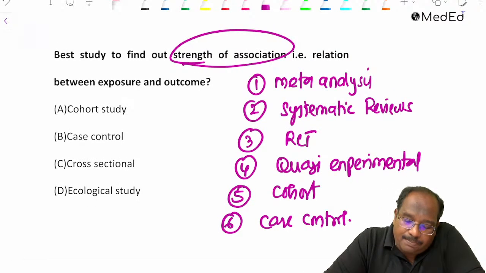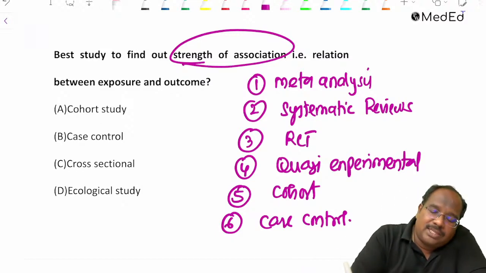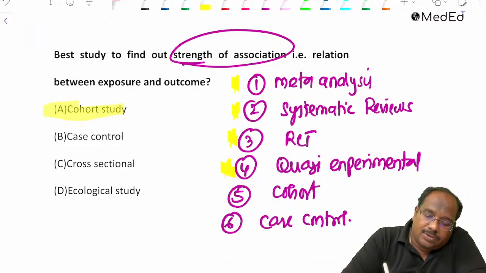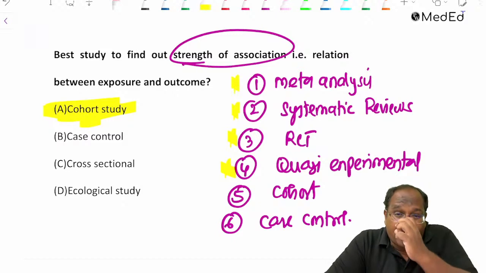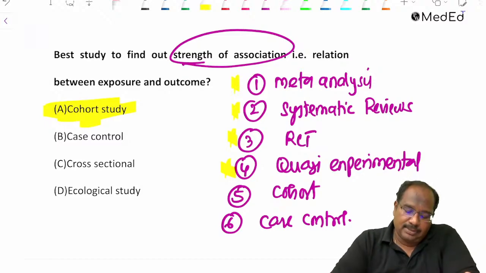So what is the best possible answer here? The first four are not there. We can go with cohort study. How will you find strength of association in a cohort study? You can find relative risk. But in a case control study, you can find odds ratio. Cohort study, relative risk; case control study, odds ratio.